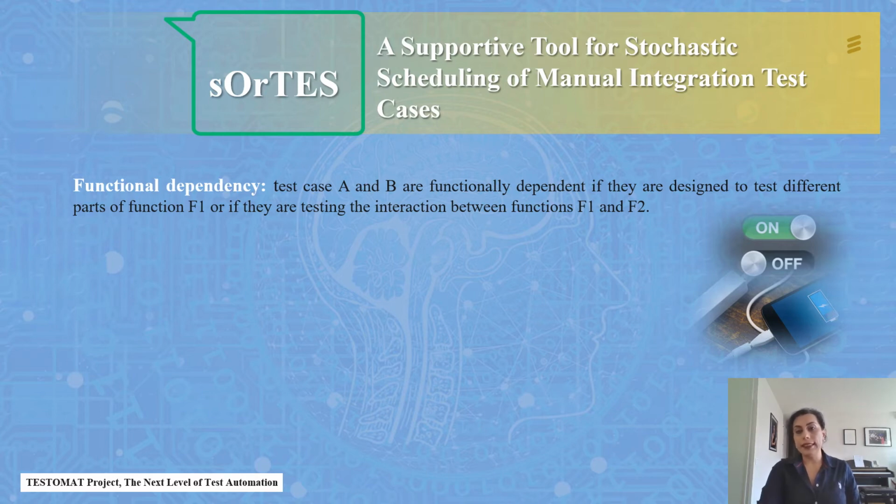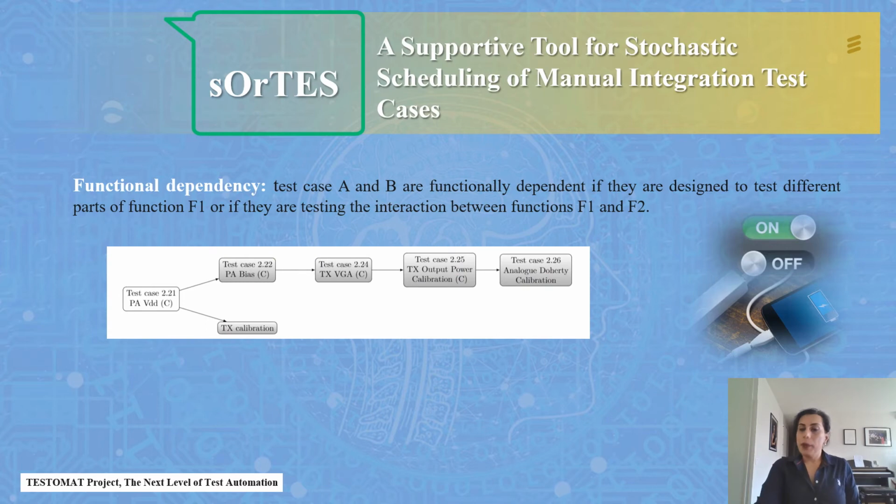Assume we have test cases A and B. They are functionally dependent if they are designed to test different parts of function F, or they are testing the interactions between two different functions, F1 and F2. Why do we need to take care of the dependencies between test cases? Because by doing some analysis on the failed test cases, we realized that more than 50% of test cases failed just because of the dependencies between test cases.